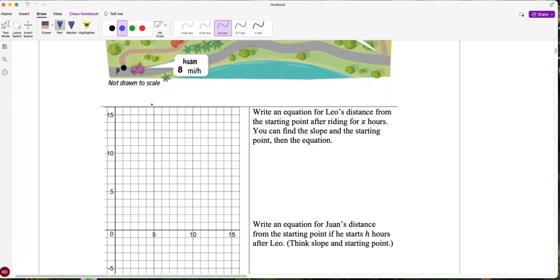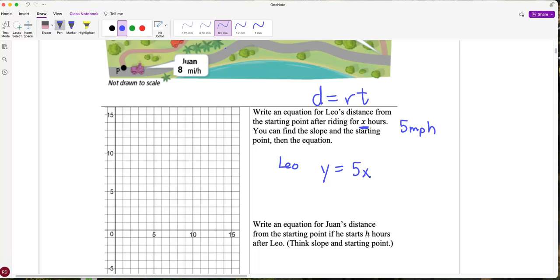So if we look at what Leo is doing, Leo is going 5 miles an hour. When I see a question like this and I see that's my rate, I'm thinking distance equals rate times time. That equation is probably going to be underlying what's going on here. So if I want to write an equation for Leo's distance from the starting point, that would be the rate times however much time he went. Well, if he rode for x hours and we know his rate was 5 miles per hour, then for Leo, this equation, y equals 5x, at any point in time would tell me how far he has driven.